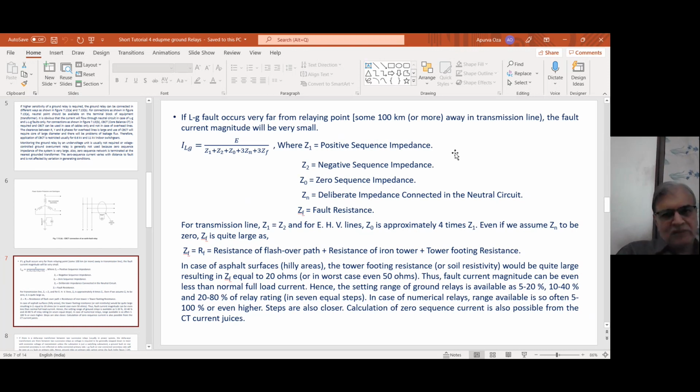Now the third important thing is this: for an LG fault, the formula is E, that is phase to neutral voltage, upon Z1 plus Z2 plus Z0 plus 3Zn plus 3Zf. Z1, obviously, everyone knows, is the positive sequence impedance of the power system. Z2 is the negative phase sequence impedance. Z0 is the zero sequence impedance. Zn, if at all you have connected deliberate impedance in the neutral circuit, is that value, and Zf is the fault resistance.